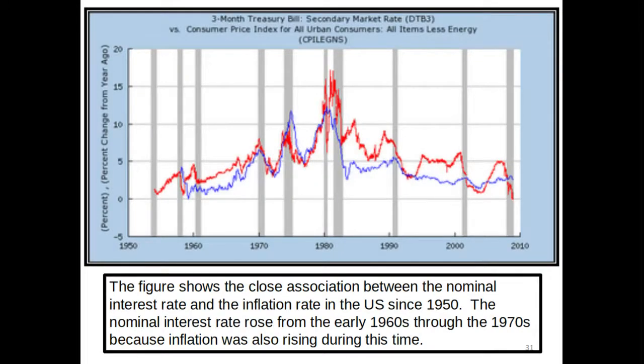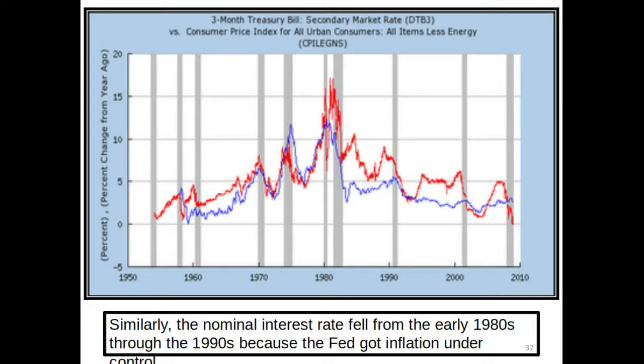Here you can see the association between nominal interest rate and inflation, and you can see they very much work together. Nominal interest rate fell from the early 80s through the 90s because the Fed got inflation under control. Remember, there was crazy inflation in the late 70s.